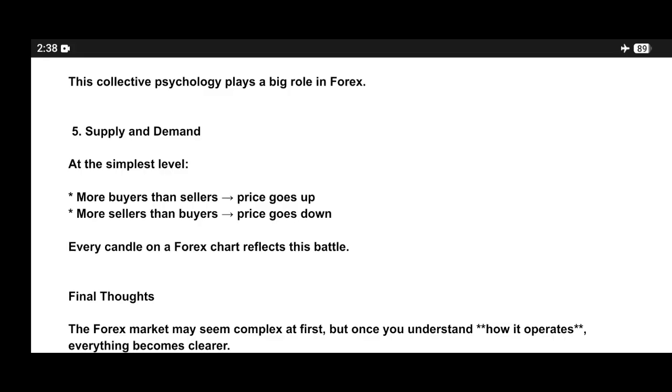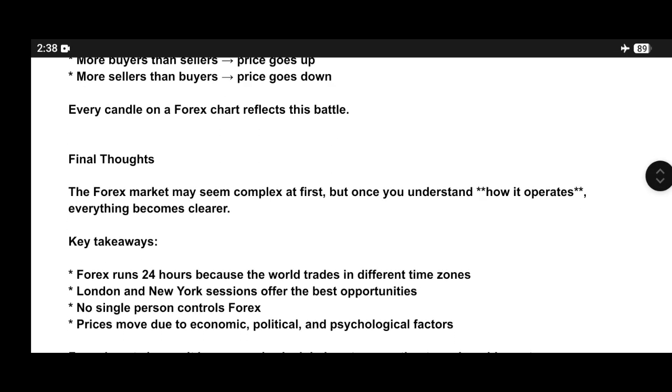Are you getting me? So if there are more buyers than sellers, the price goes up. And if there are more sellers than buyers, the price goes down. So every candle on a forex chart reflects this battle. So my final thought on this section is this. The forex market may seem complex at first, but once you understand how it operates, everything becomes clearer.